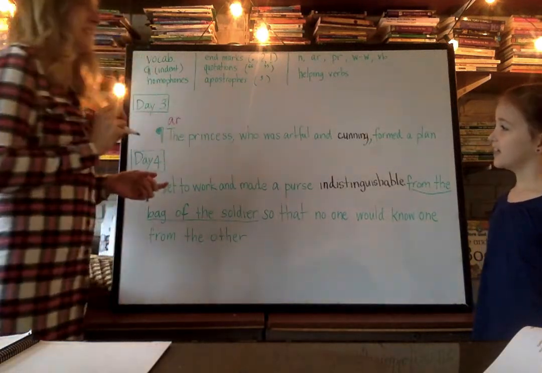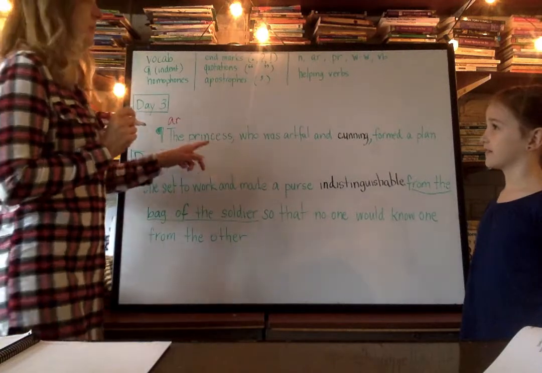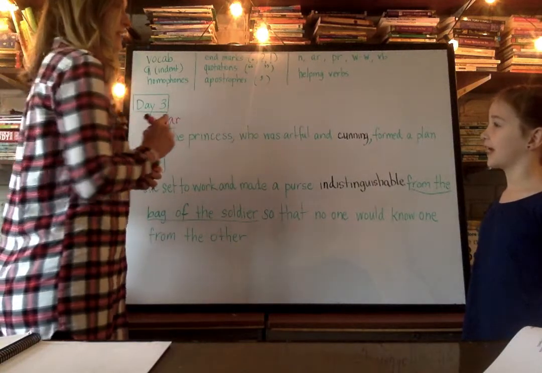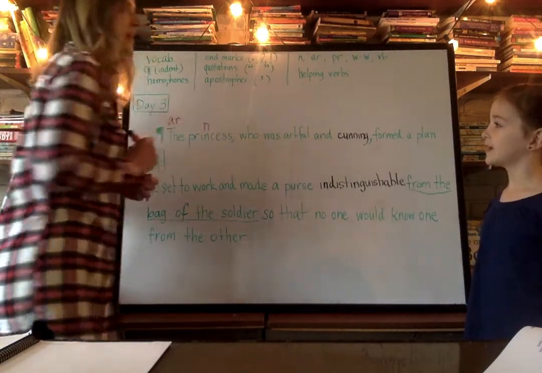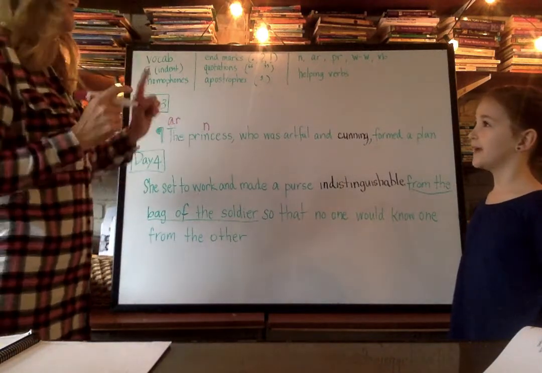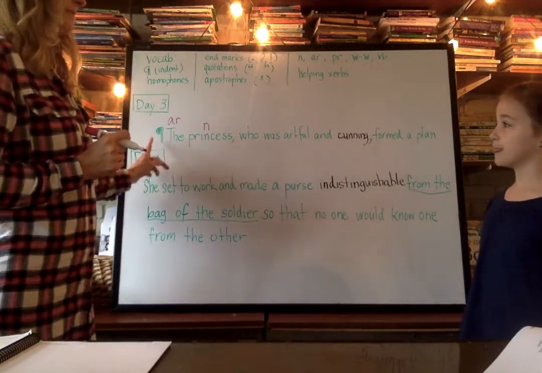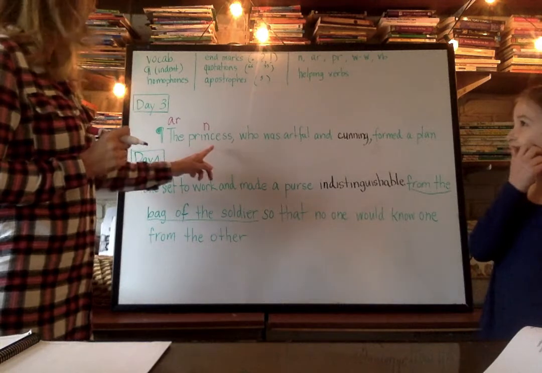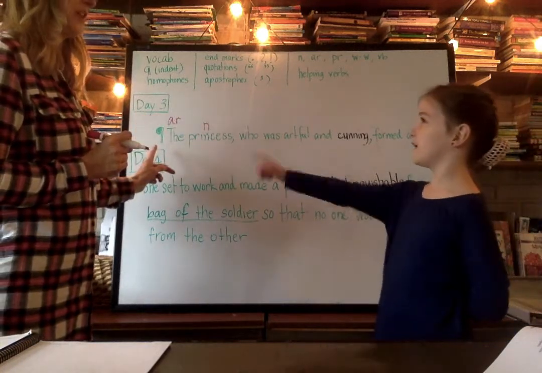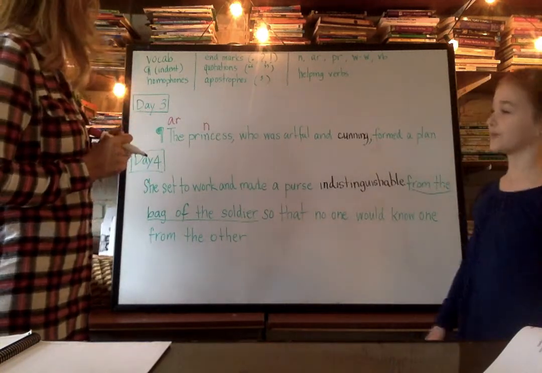The what? The princess. What part of speech is princess? A noun. How do you know? Because it's a person, and a noun always follows an article. Very good. All right, so let's continue.